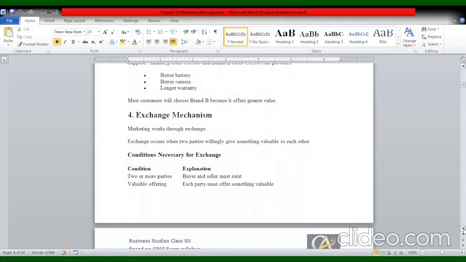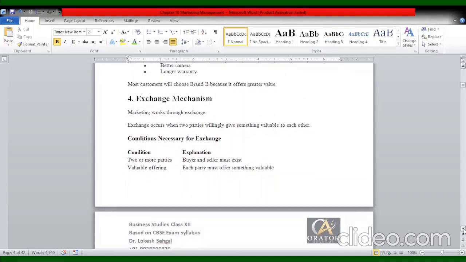Next, we are focusing on the exchange mechanism. What is the exchange mechanism? What you are getting and what you are paying. This is your exchange mechanism. It is a concept: you have to buy a product, then you have to pay a particular price.